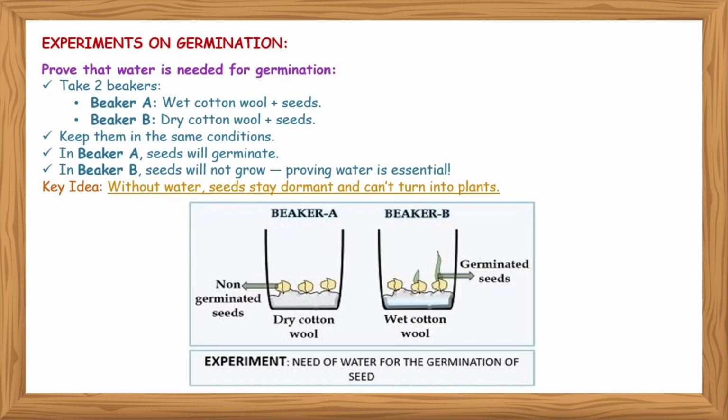Experiments on germination. This experiment proves that water is needed for germination. Take two beakers. Beaker A has wet cotton wool and seeds. Beaker B has dry cotton wool and seeds. Keep them in the same conditions.